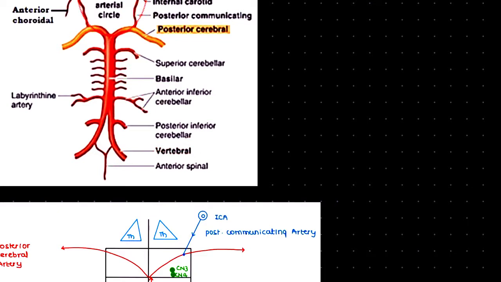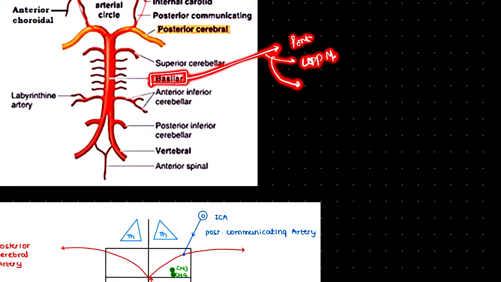Now let's move further. Moving further, we have the basilar artery. As I have said, it is present at the base of the pons, so the name is basilar artery. What is its function? It supplies the pons. It supplies the upper medulla. Similarly, it supplies the midbrain also.